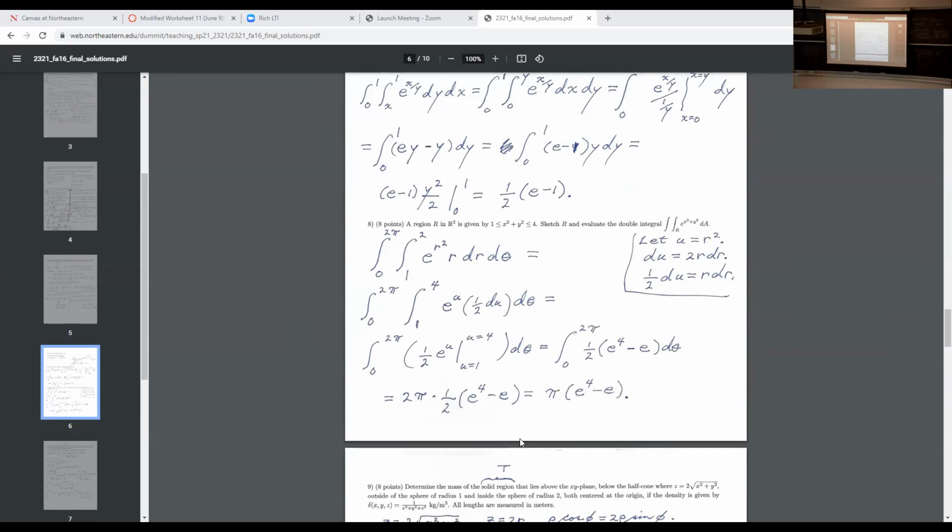Please make sure that you write down all the details. There are lots of things in there. So you have above the XY plane, which is part of the first octant, below the cone. Usually we do above the cone. Outside of the sphere of radius 1, inside of the sphere of radius 2, and the density is given by this.